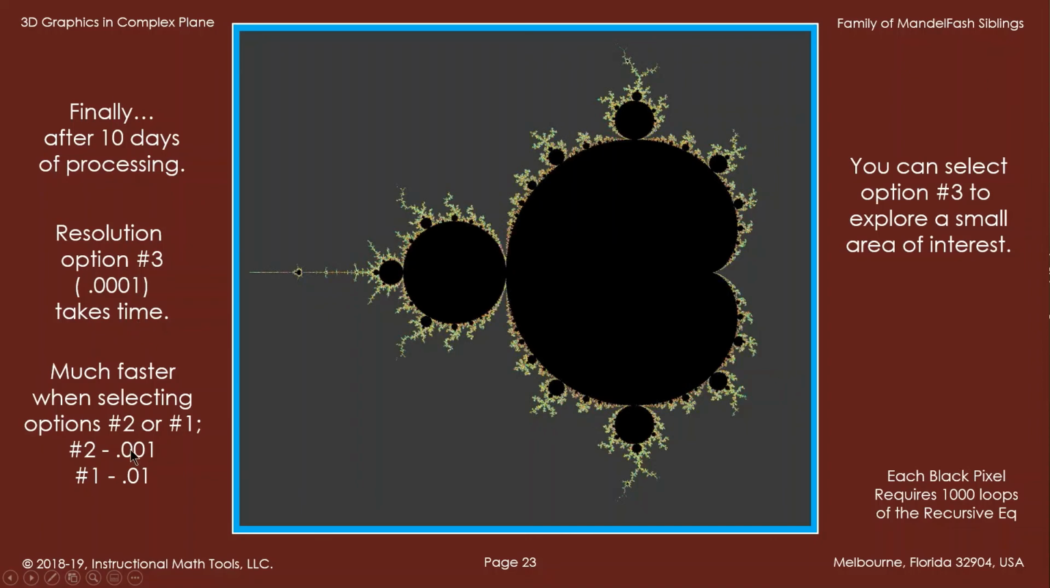We could have chosen number 2 or number 1, and we'd have been done, sometimes within as soon as a minute. Some of the other ones take a little bit longer, or 15 minutes, or perhaps maybe even close to an hour. But option 3, you've got to settle in for a long winter's nap. But this is what you get. High resolution Mandelbrot baby. And this is generated from the internals of the Mandelfash fractal log.